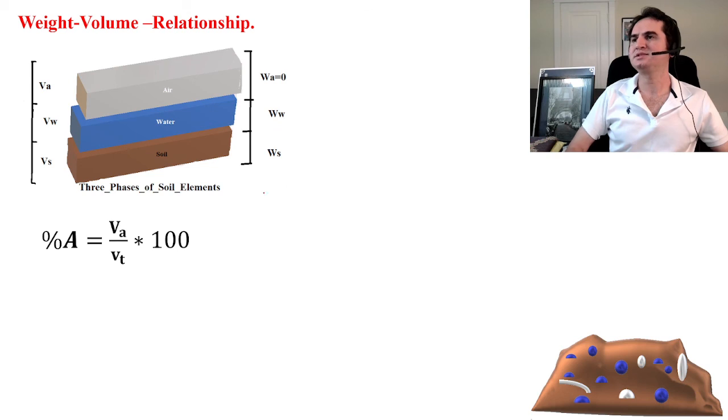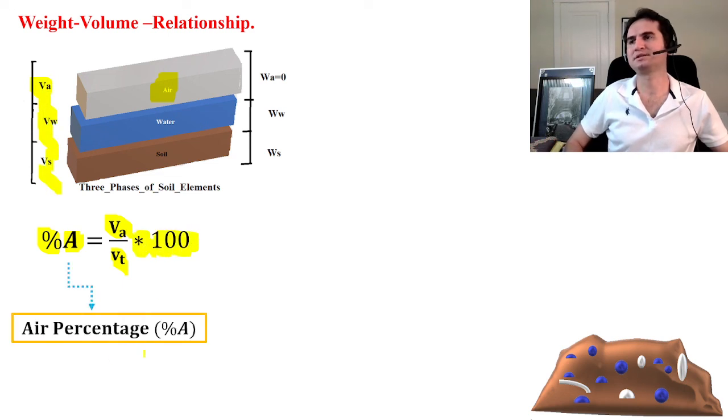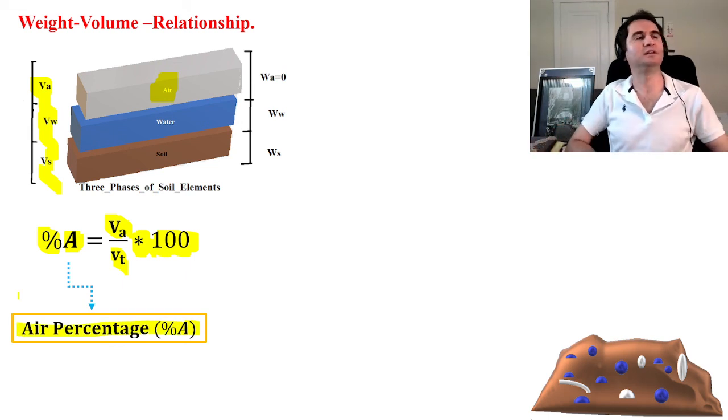Let's see what else we have. We have the air percentile, so we do have a chunk of air trapped in the soil body. The percentile of air is the volume of air over the total volume, multiplied by 100 to give us the air percentage inside the soil structure.